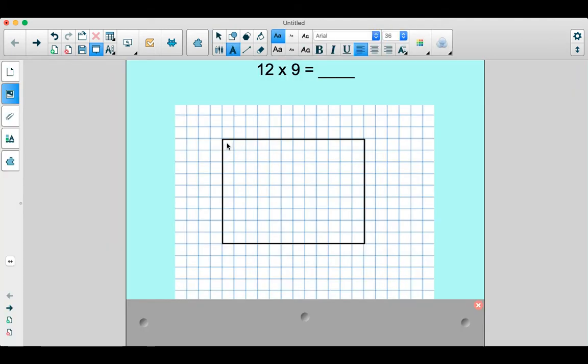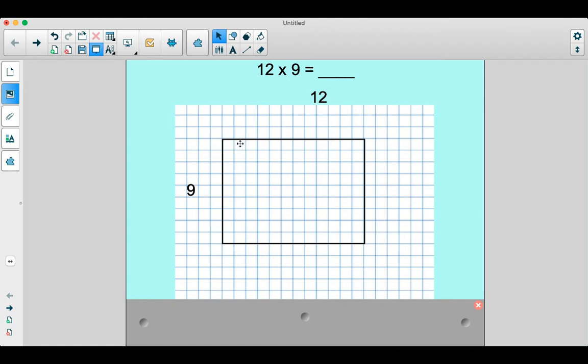So down here I have listed 9 squares. I'm going to double check just to make sure. 2, 4, 6, 8, 9, and then across, actually I'm going to go ahead and just type out my 9 right there. Across, I'm hoping I have 12. Double check my work on that. Let's see. 1, 2, 3, 4, 5, 6, 7, 8, 9, 10, 11, 12.